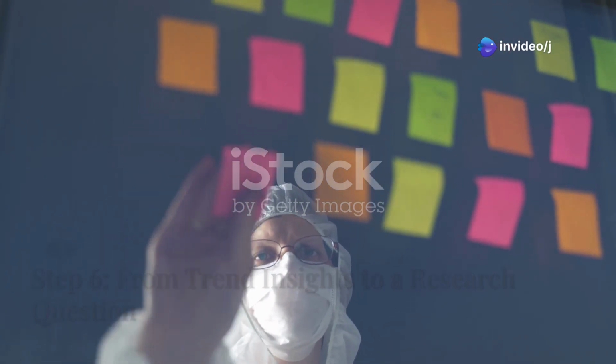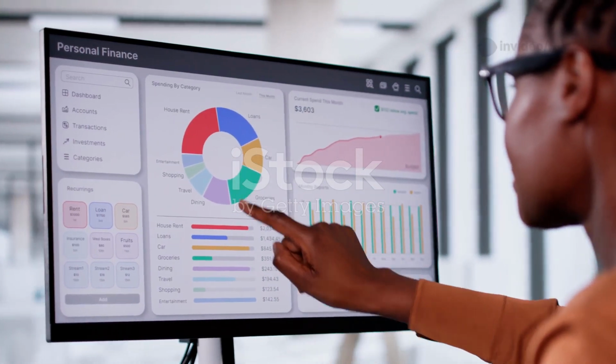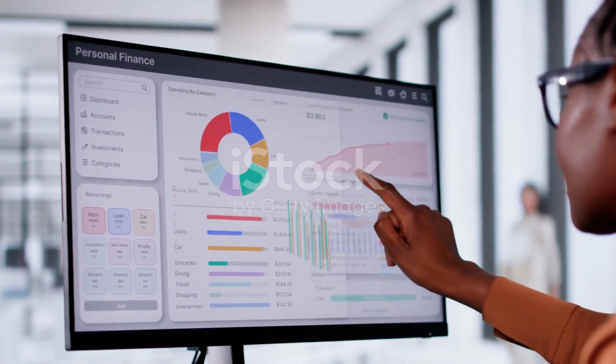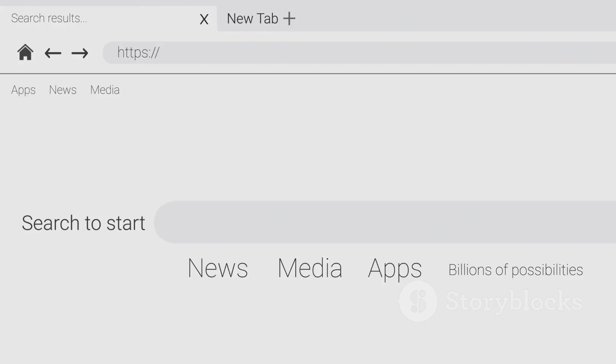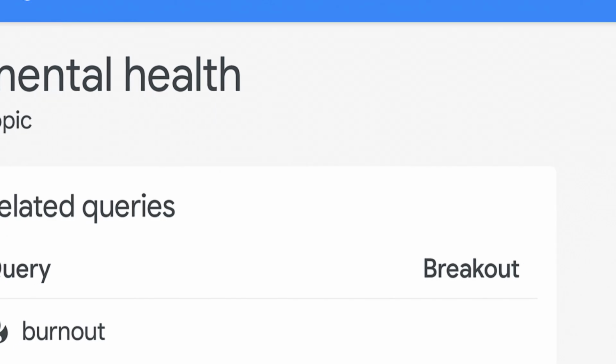Finally, turn trend insights into a research question. Use the gathered data to refine your broad interest into a specific topic. Let's break it down. Start with a broad area like mental health and ask, what specifically within this area is trending or interesting to people lately? Use the clues from related queries, identify a trending sub-area.